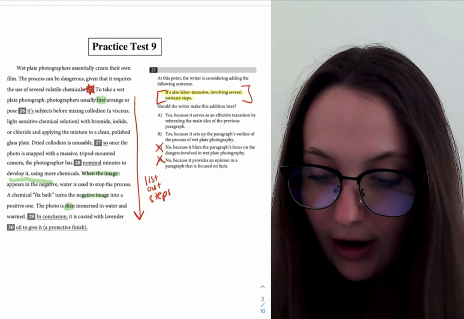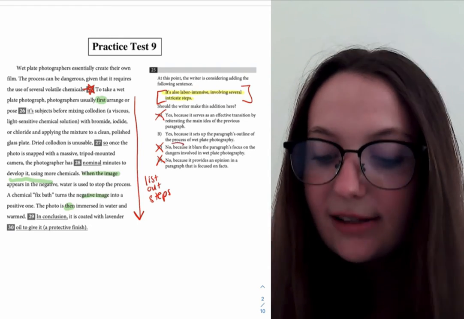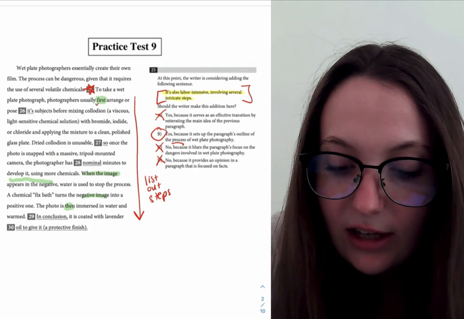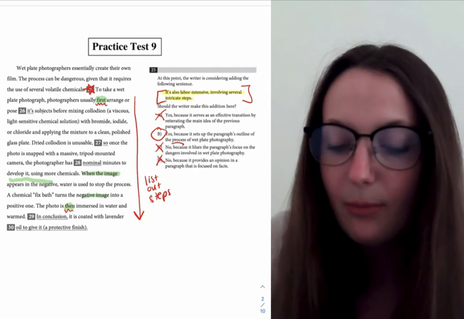Well, it's not reiterating anything. B, it sets up the paragraph's outline of the process. That's exactly what it is when we see all of these ordering words like first and then all of the steps that they lay out in that paragraph.